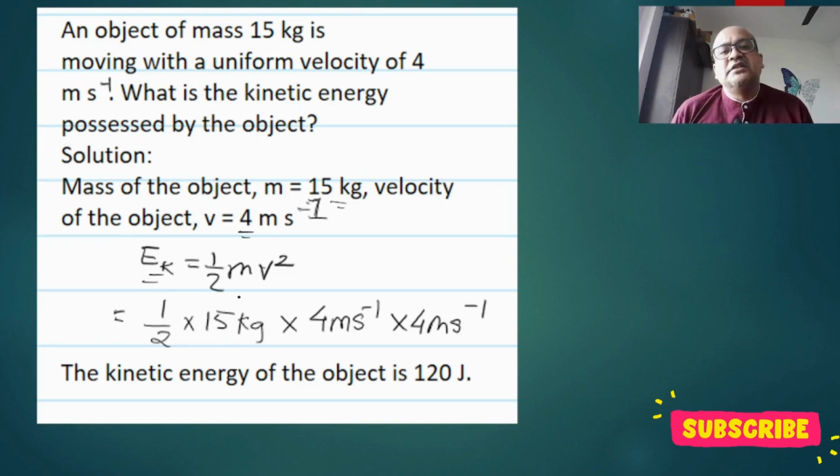So kinetic energy is nothing but 1 upon 2 mv square, the formula we need to put. So we have 15 kilograms, the mass that has been given, and v square, so we write 4 meter per second and 4 meter per second. Then 2 fours are 8. 8 into 15. So the kinetic energy of the object is 120 joule.